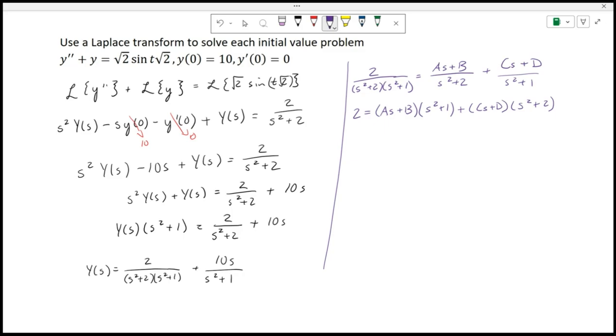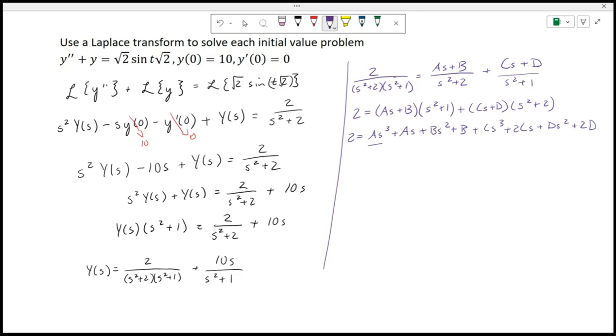So instead, I'm going to use the traditional system of equations by first distributing everything out here. So 2 is going to be equal to as cubed plus as plus bs squared plus b plus cs cubed plus 2cs plus ds squared plus 2d. Okay, so I just distributed everything out, and now I'll gather up like terms.